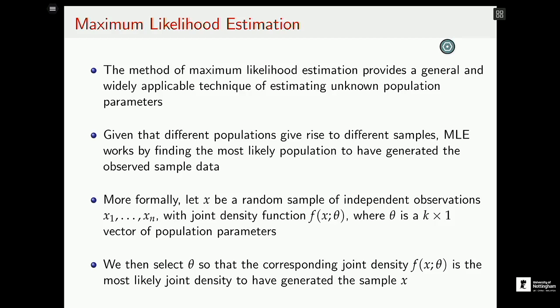Now, the idea of maximum likelihood estimation is that different populations give rise to different samples. A normal distribution with certain parameters gives a different lot of sample observations to a normal distribution with different population parameters. And what it's trying to do using maximum likelihood is say, well, given the data that we've got, which is the most likely population distribution to have generated the data that we've got.